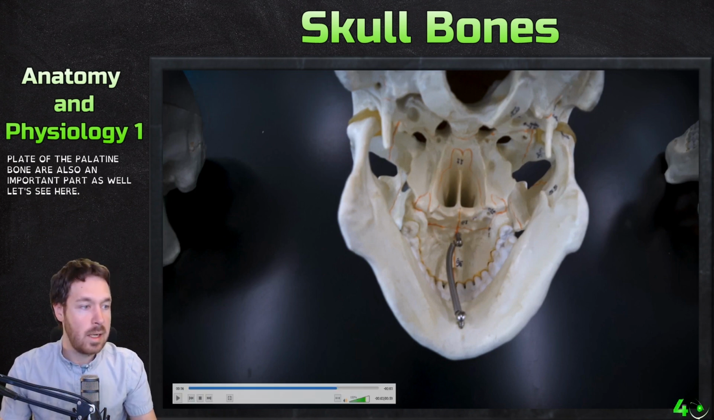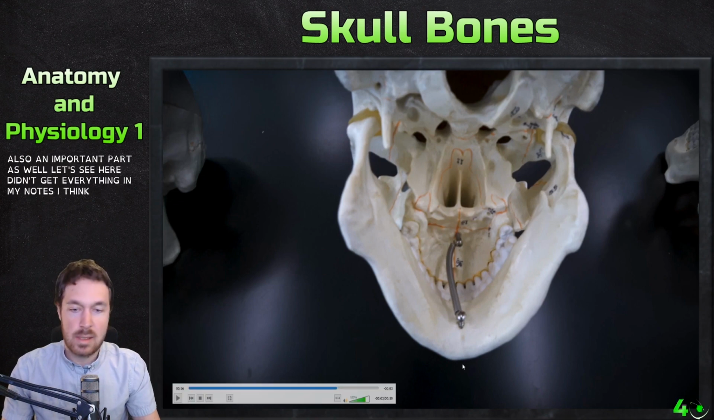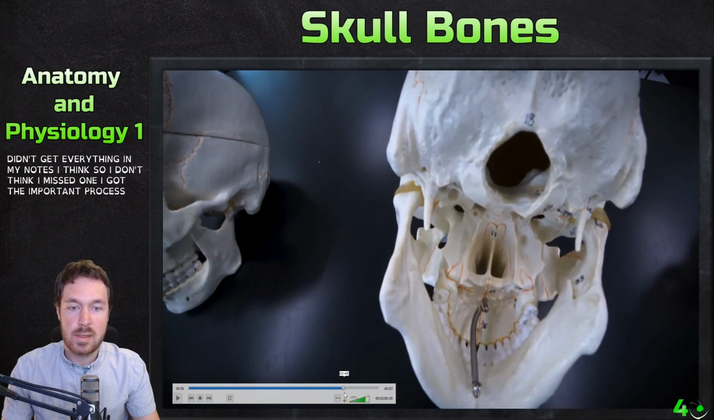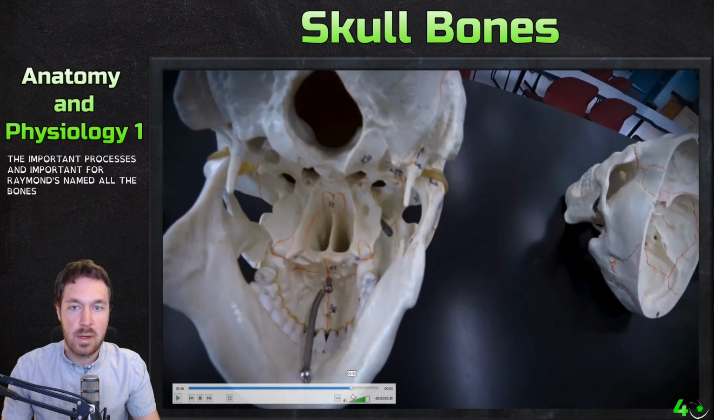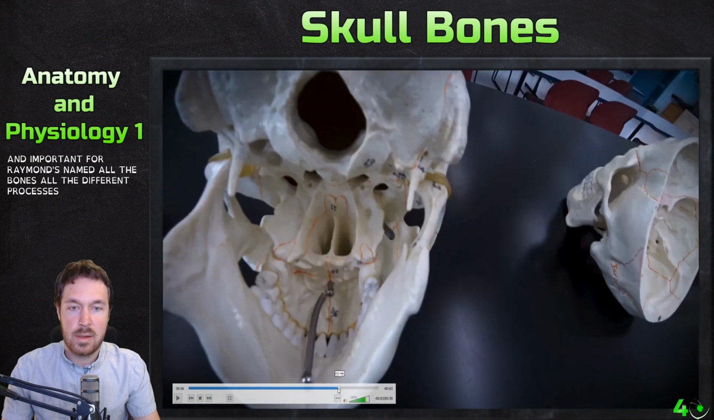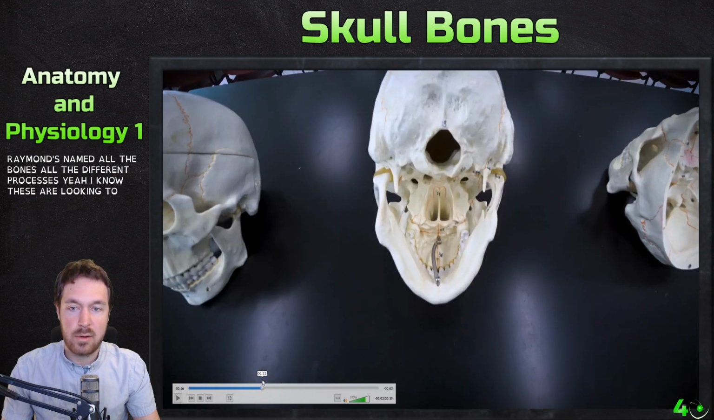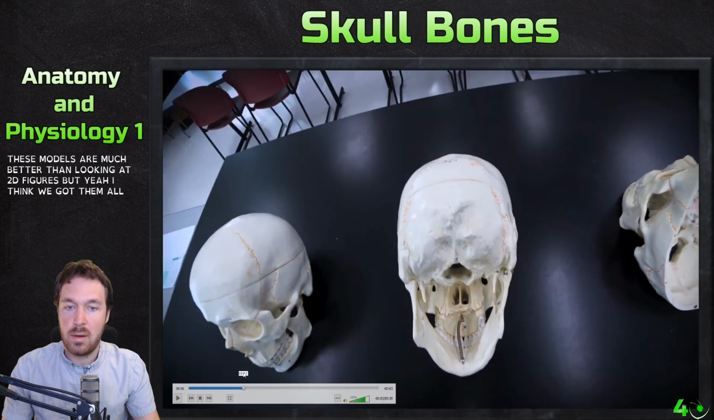Let's see here. Did I get everything in my notes? I think so. I don't think I missed one. I got the important processes, the important foramens, named all the bones, all the different processes. Yeah, I know, looking at these models is much better than looking at 2D figures. But yeah, I think we got them all.